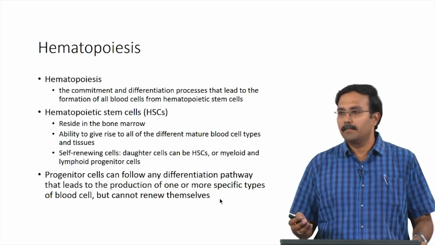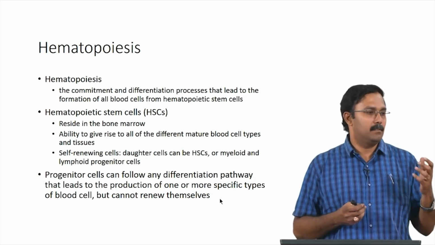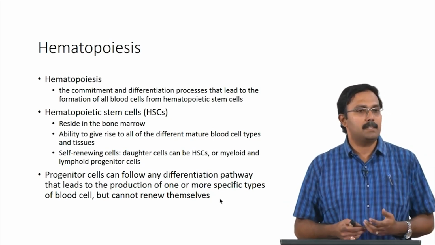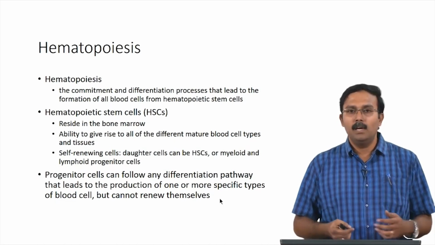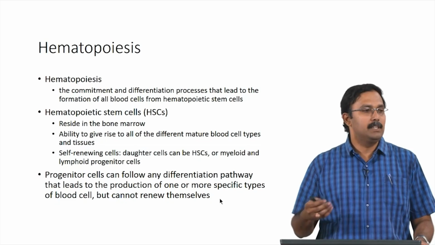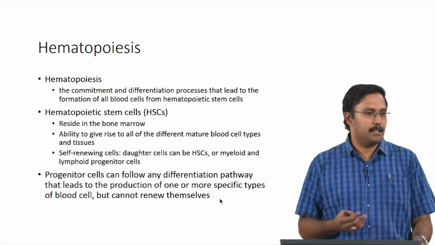The process of hematopoiesis is basically the process where hematopoietic stem cells commit and differentiate to form different blood cells, right. So, that is basically the formation of all the types of blood cells is from a type of cell called hematopoietic stem cell. So, these actually reside inside the bone marrow, and they have the ability to give rise to various types of mature blood cells and tissues.